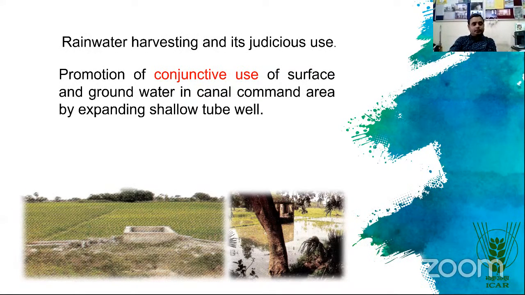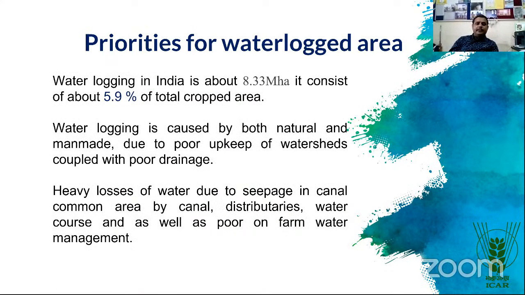Priority for waterlogged area. As we know, around 8.33 million hectare consists of waterlogged area, which is around 5.9% of the area. Waterlogging is caused by two factors, both natural and man-made.